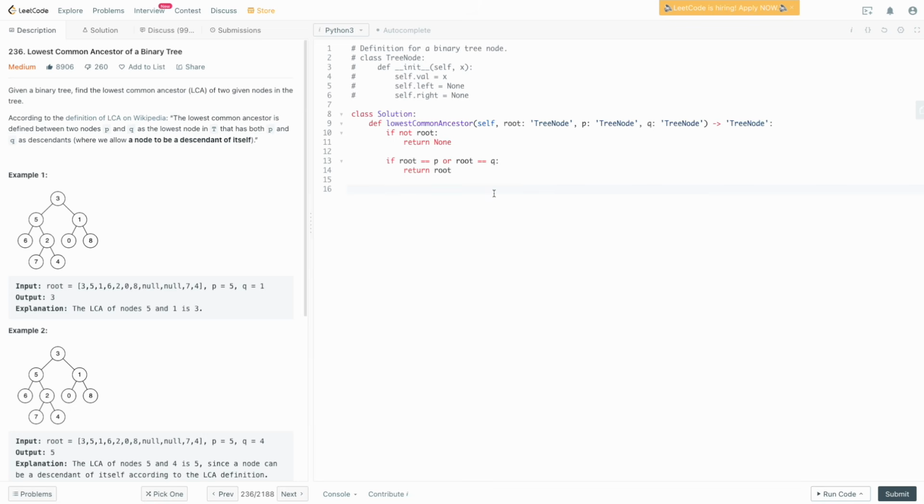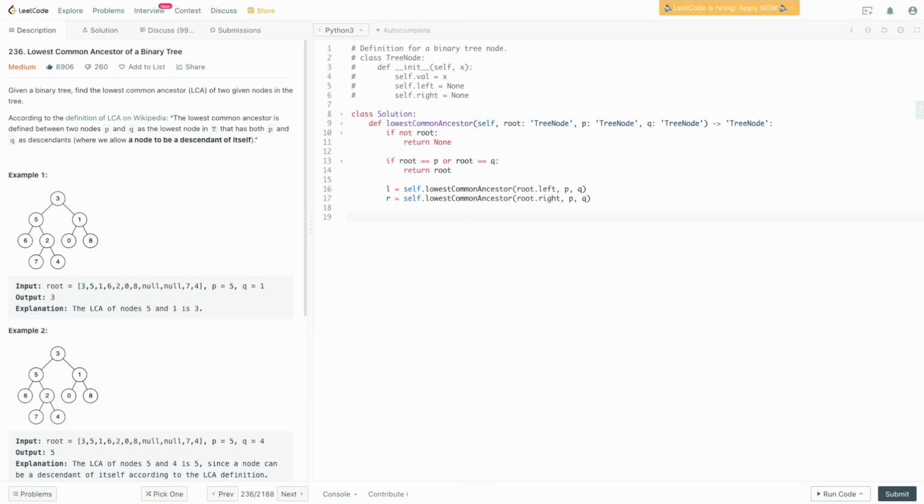So we're going to call our lowest common ancestor function recursively. We're going to say left equals self.lowestCommonAncestor, and we call into the left subtree, root.left, and pass in P and Q. Again, we're searching for P and Q in the left subtree, and we're going to do the same thing for the right subtree. So self.lowestCommonAncestor, and we pass root.right, P, Q.